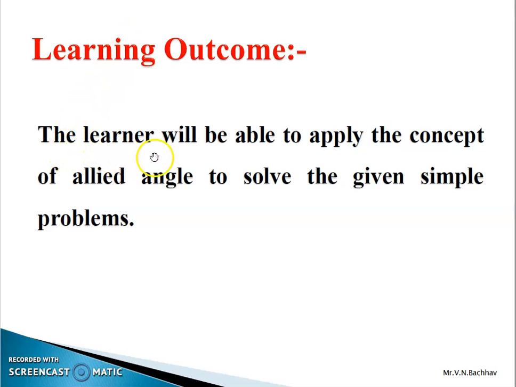After watching this video, the learner will be able to apply the concept of allied angle to solve the given simple problems.